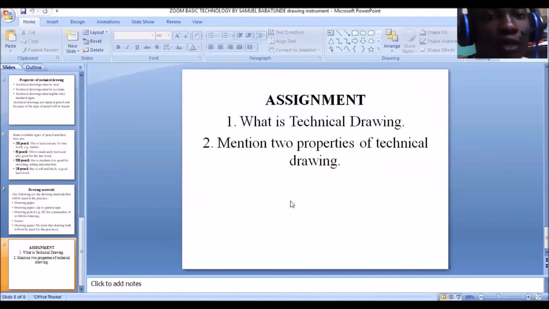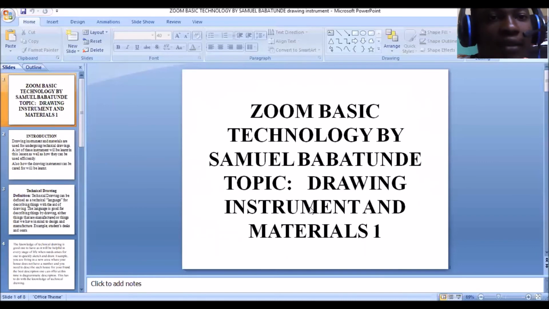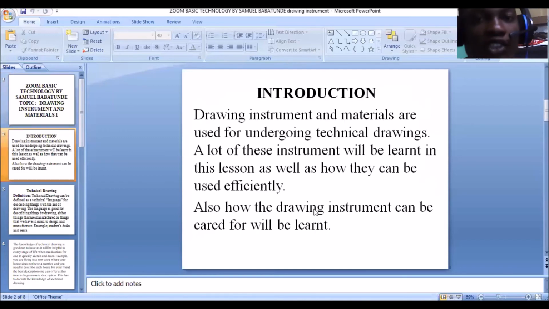So before we go, I'll do a brief recap on what we discussed. We discussed the first part of drawing instruments and materials. And I said for us to talk about drawing instruments and materials, we must talk about what?